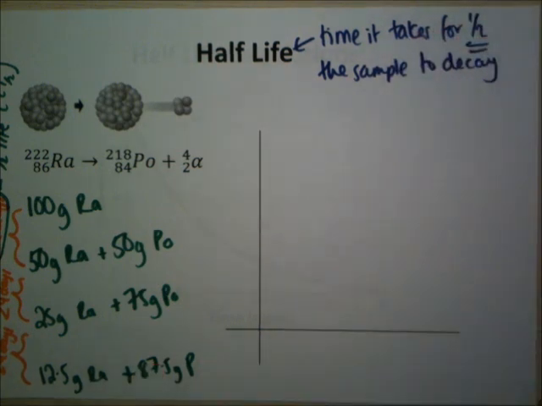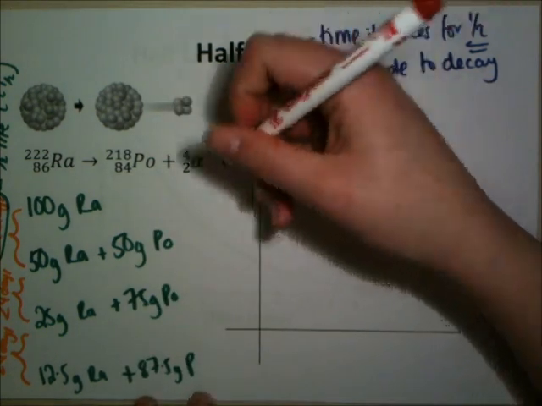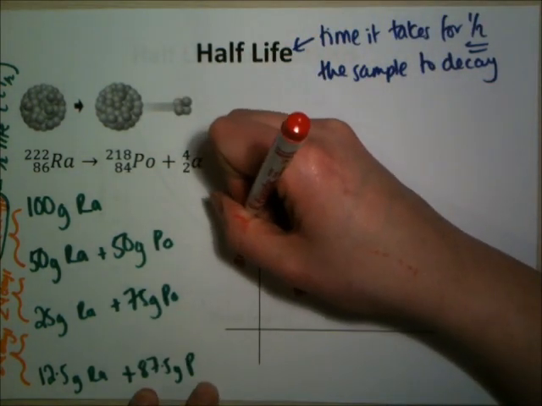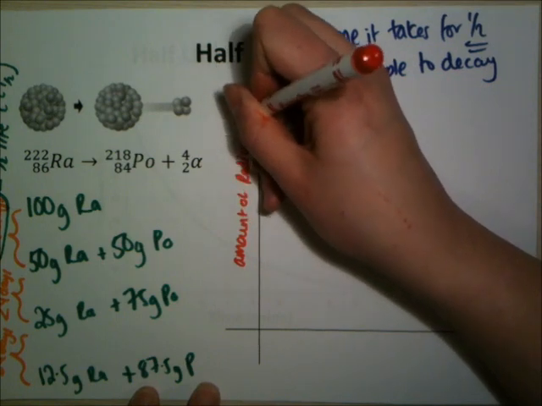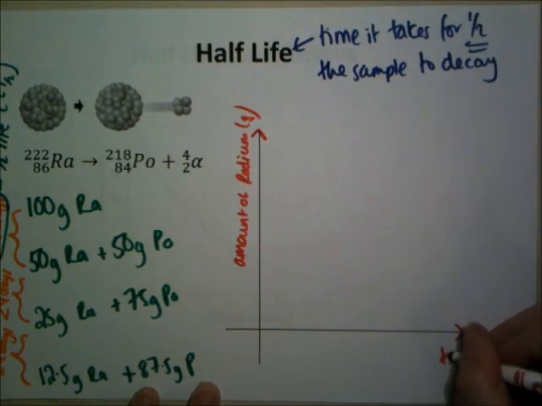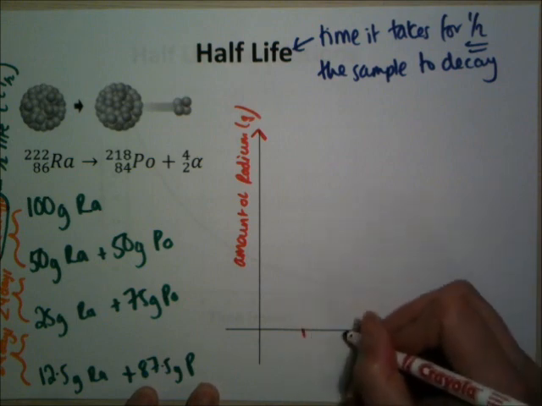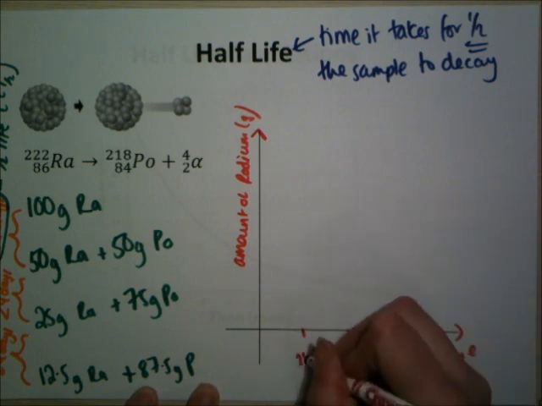So if I now draw a graph of this, if I put here the amount of radium in grams, and I put here time, and I draw 24, 48, 72.